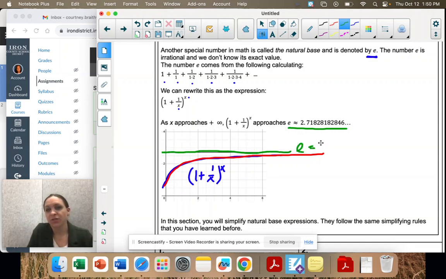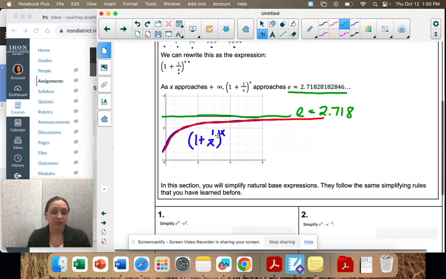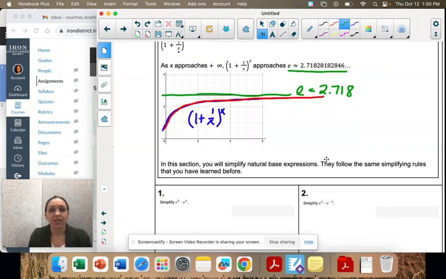And it's 2.718. That's usually where we stop, but it goes forever and ever and ever. And we call it E. It's this number that we use in banking. We use it for continuous growth or decay, and we get it from exponential equations. So we just have a new base that we're calling E, and it's called the natural base.